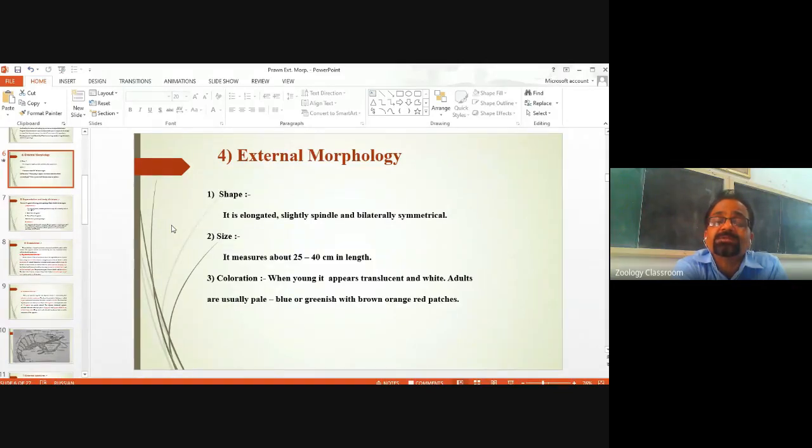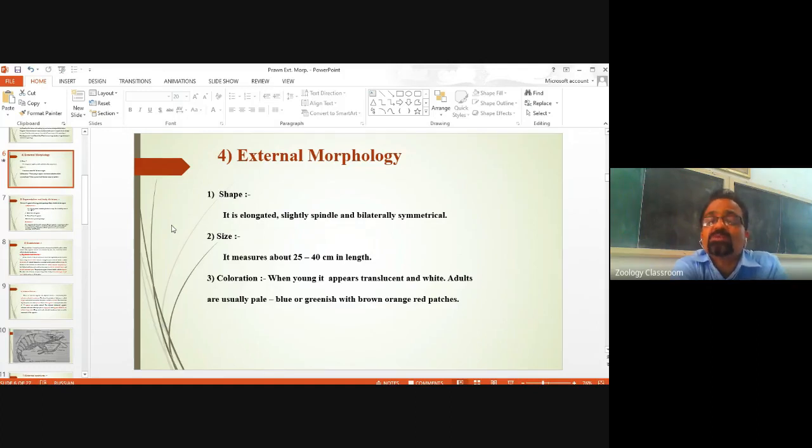Size, it measures about 25 to 40 centimeters in length. See, its entire length, right from the tip of its antenna up to its uropod, is taken into consideration while measuring this animal. Coloration. When young, it appears translucent.